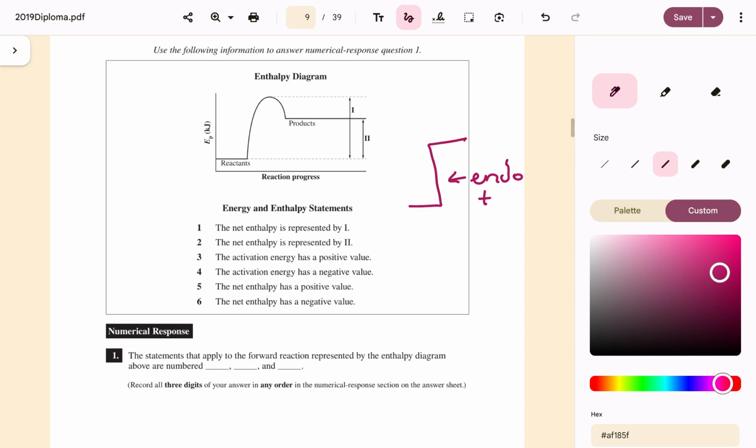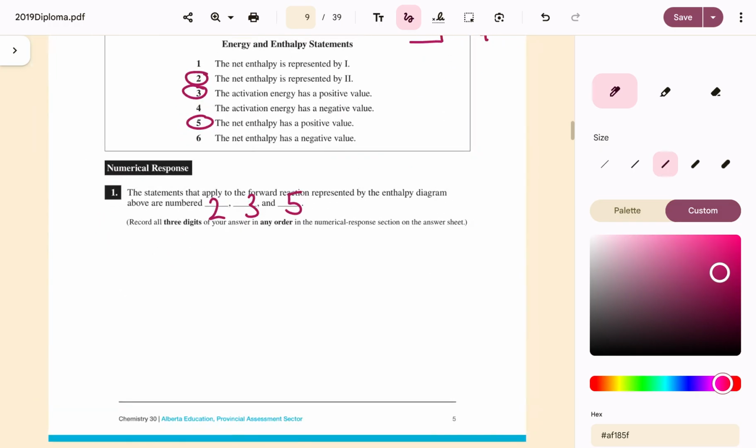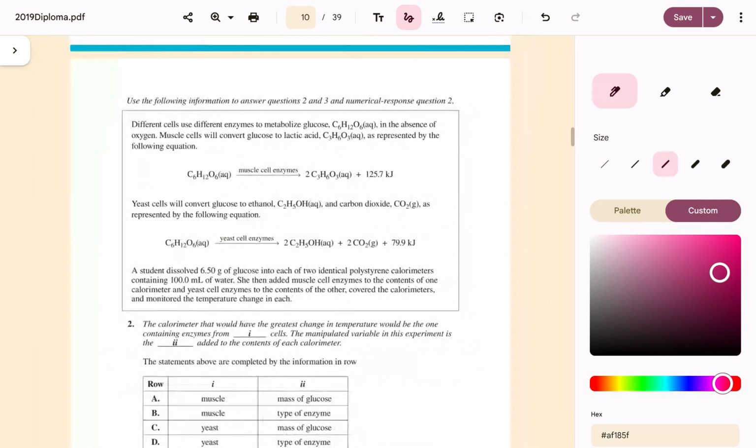So the first one, the net enthalpy is represented by 1. That is not true because your enthalpy is always between the reactants and products. So that's going to be showing with 2. Activation energy will have a positive value, and your net enthalpy will be positive. So our answer here is 2, 3, and 5. Going on, hopefully getting a little bit harder.